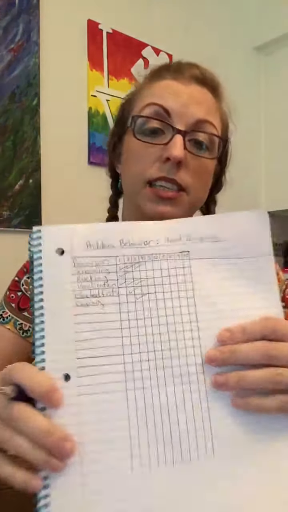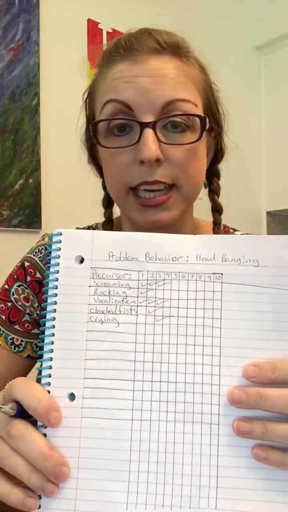Let's say that we see crying with the next instance. So I see screaming, I have vocalizations, and I have crying. I don't have clenched fists this next time, so I just check off what I see.